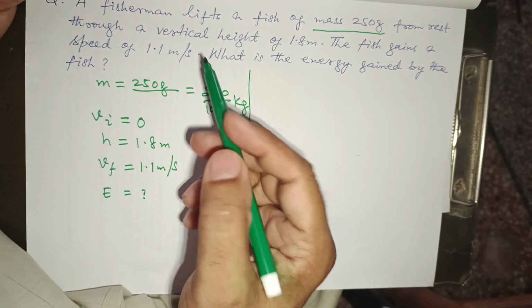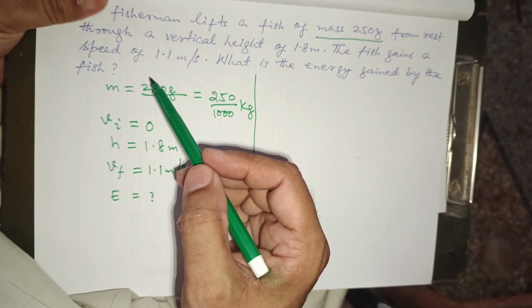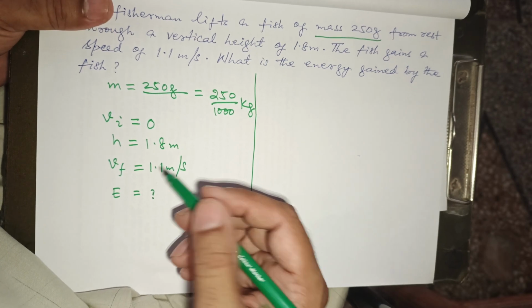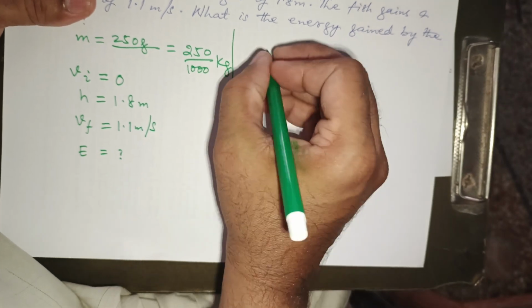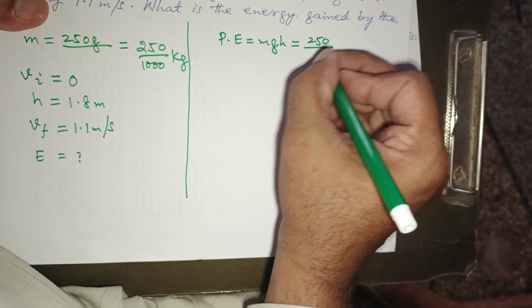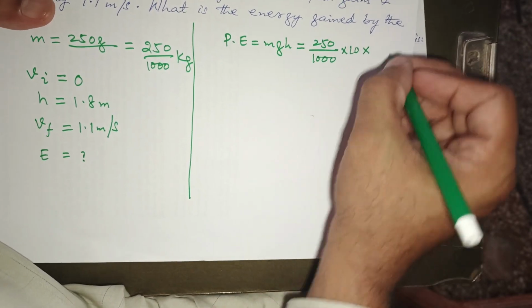As the fish is lifted and accelerated as well, because it gains speed, it has both energies, kinetic as well as potential. First of all, we will find out its potential energy. PE is equal to mgh. m is 250 divided by 1000, g is 10 and h is 1.8.